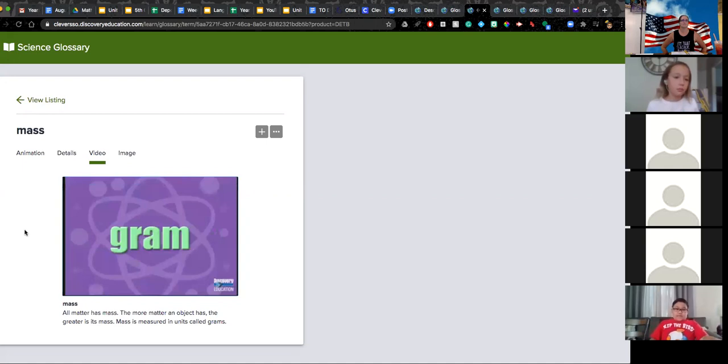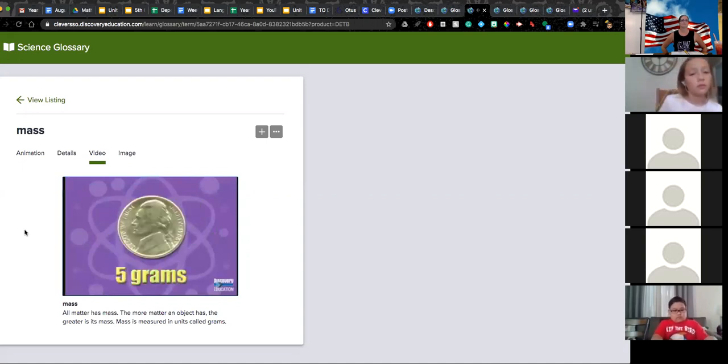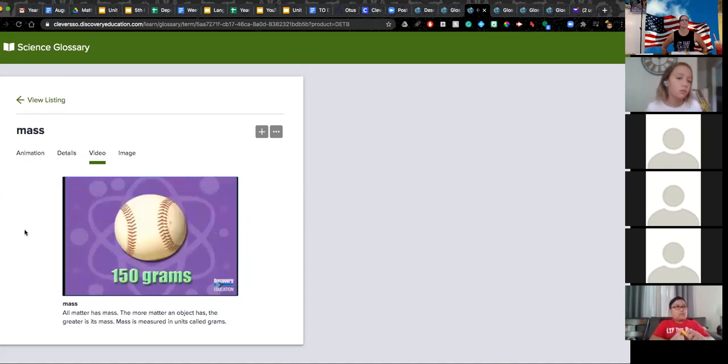1 gram is a small amount of mass. For example, 2 paper clips have a mass of about 1 gram. A nickel has a mass of about 5 grams. A baseball has a mass of about 150 grams.